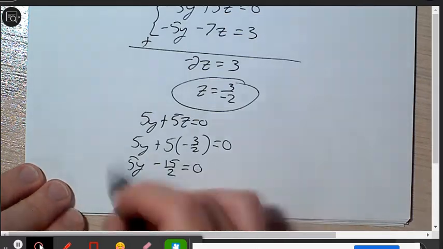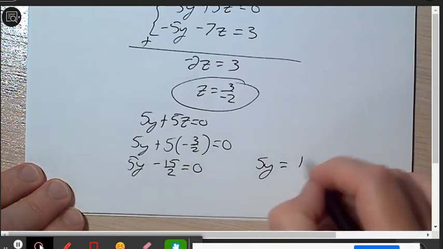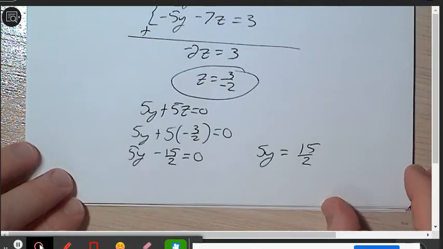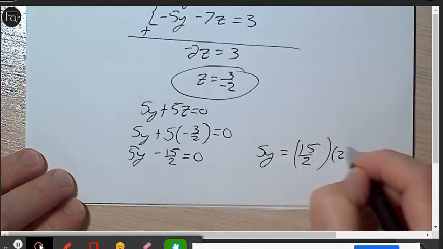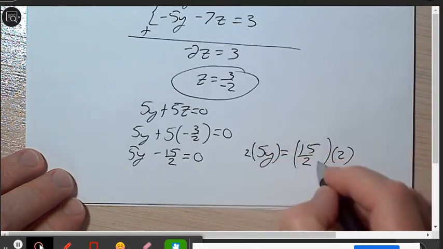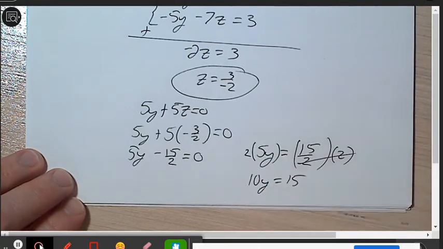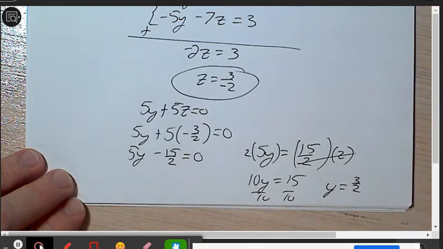So here, now you're going to solve for y. You've got 5y would equal, we'll add the 15 over 2 over here. If you're one of those people that don't like fractions and you get here, remember, you can just go back and multiply both sides by 2. And this will eliminate that fraction. So then you get 10y equals 15. And then we can divide by 10. So y would equal 3 over 2.